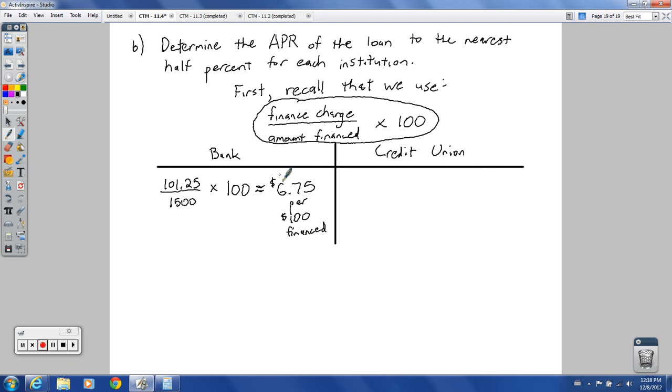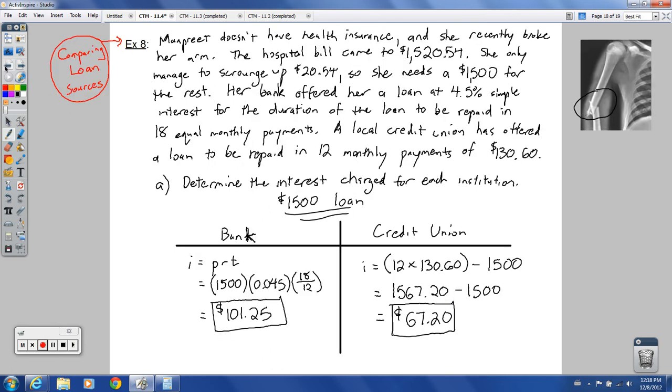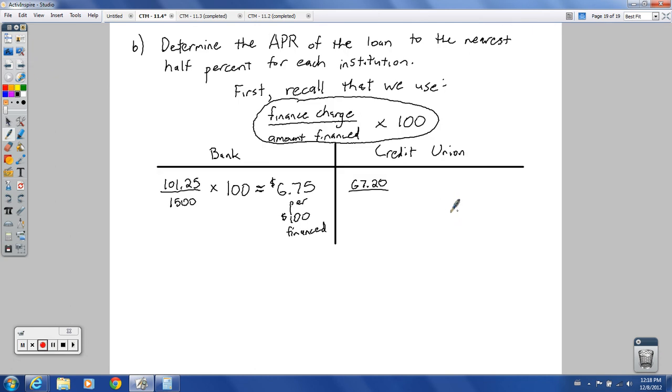Then over here, you've got the same idea. 67.20 was the interest charge there. That was the finance interest charge for each institution. The amount financed, still $1,500 times 100 gives you $4.48 exactly on this one. So I didn't put approximately. This one worked out exactly like that. This is that much per $100 financed over here.